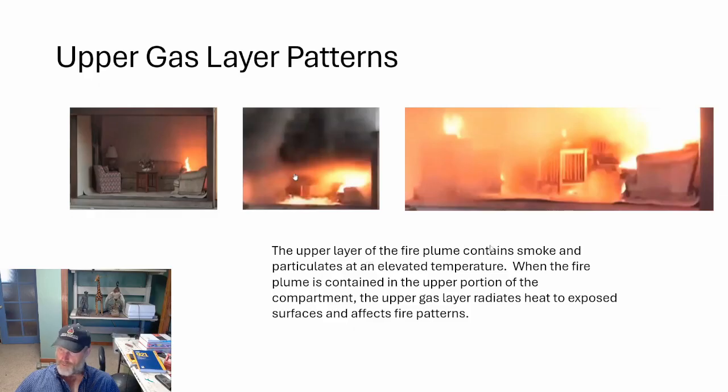The upper layer of the fire plume contains smoke and particulates at an elevated temperature. When the fire plume is contained in the upper portion of the compartment, the upper gas layer radiates heat to exposed surfaces and affects fire patterns. So once you have about 600 degrees Celsius for an upper layer, it typically is going to radiate about 20 kilowatts per square meter at the floor. And that's the threshold for reasonably quick piloted ignition for combustibles on the floor. So at that point, you're going to see char all over the compartment, and that's all going to block the soot deposition lines.